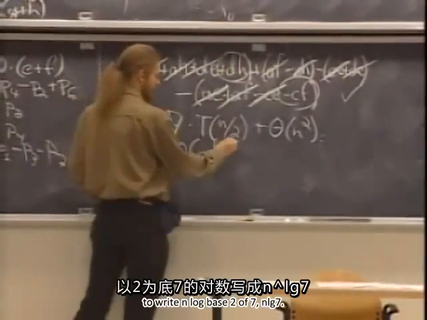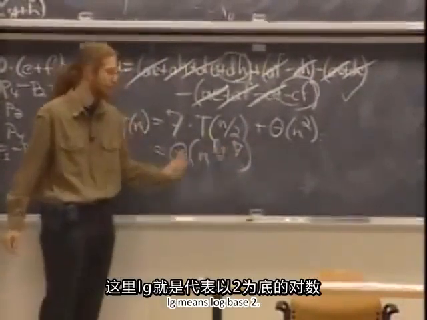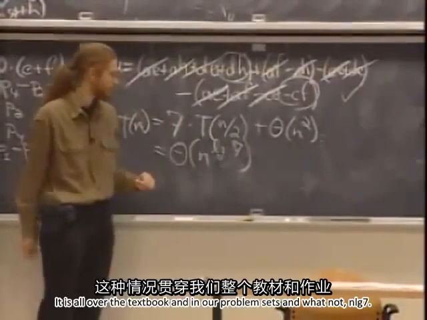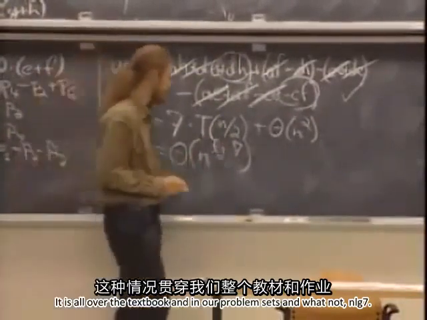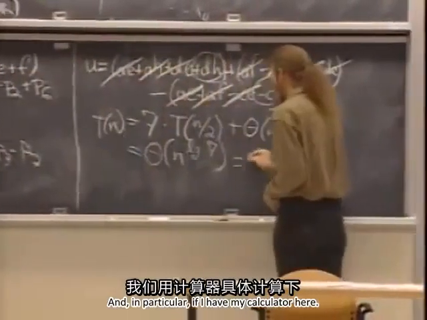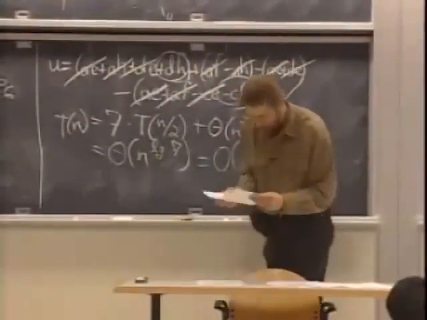And this is the cheating way to write log base 2 of 7. lg means log base 2. You should know that. It's all over the textbook and in our problem sets and whatnot. And n to the log base 2 of 7. And in particular, if I have my calculator, here's my calculator.